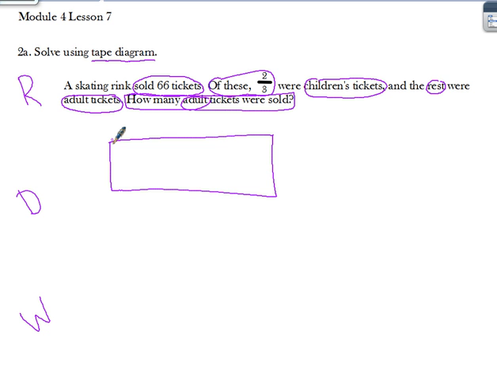I look back at my word problem and see that they sold 66 tickets. If 66 tickets were sold, that would be my total. So that would be my label at the top, 66 tickets.